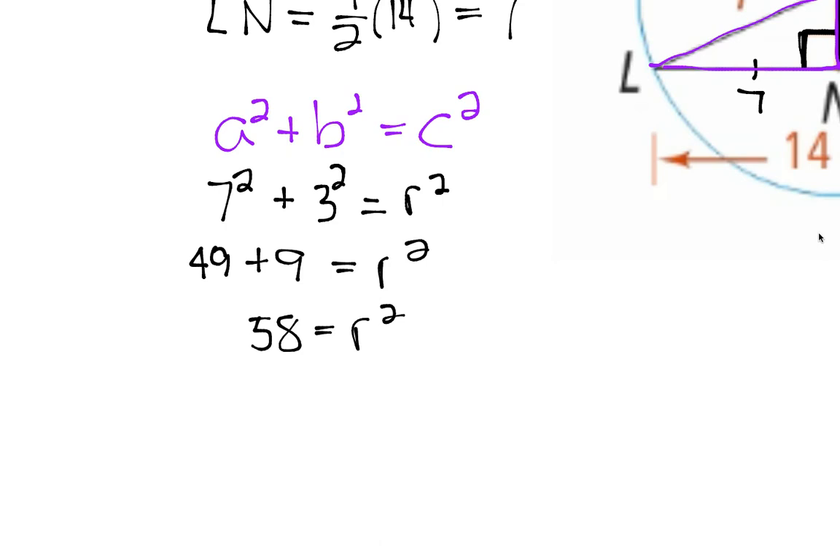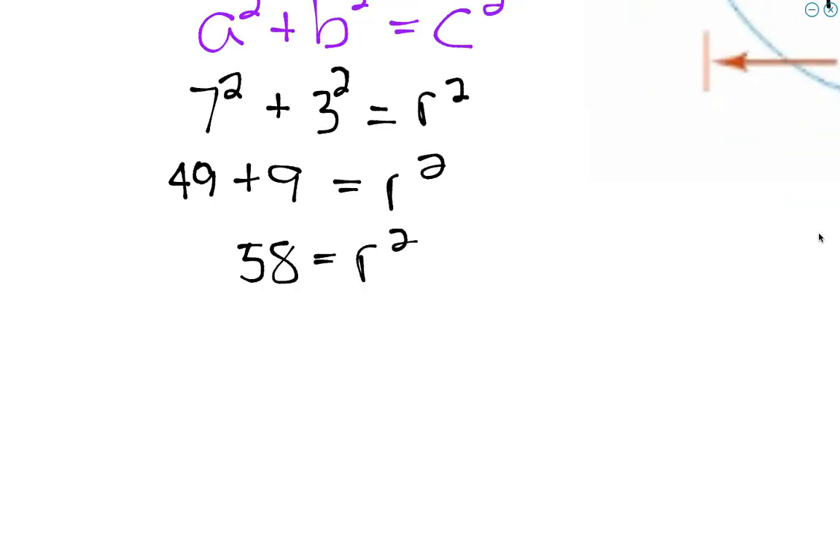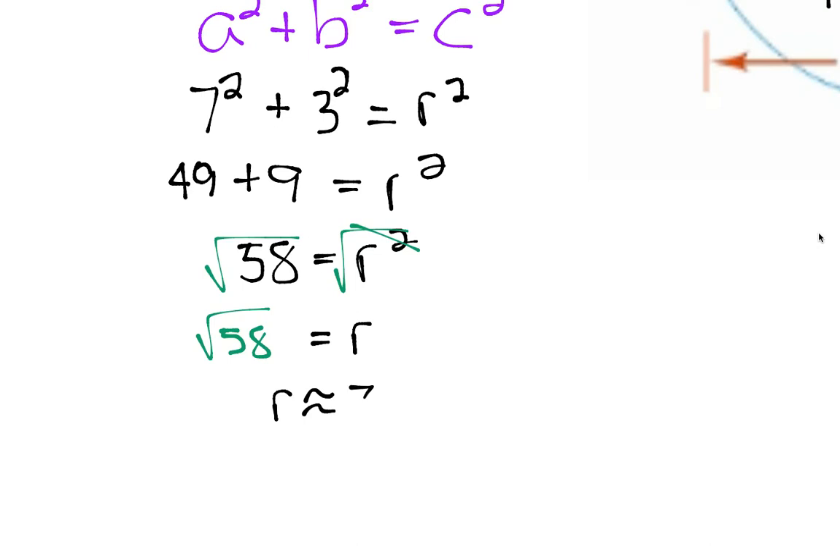They told me to round it to the nearest tenth. So r equals, we have to take the square root of that r squared to cancel out that r squared. We're left with r equals the square root of 58. So r is about 7.6.